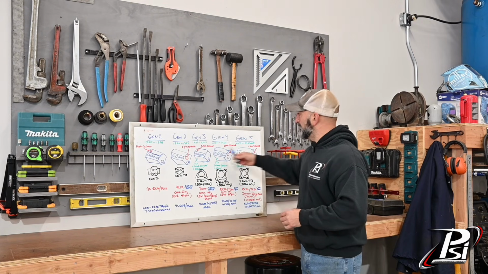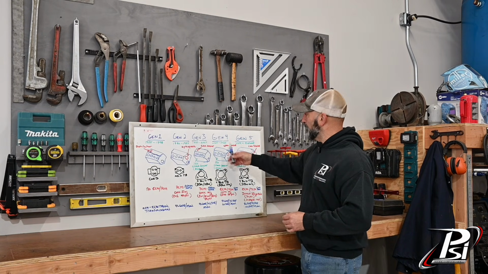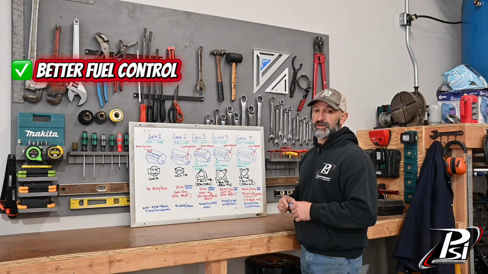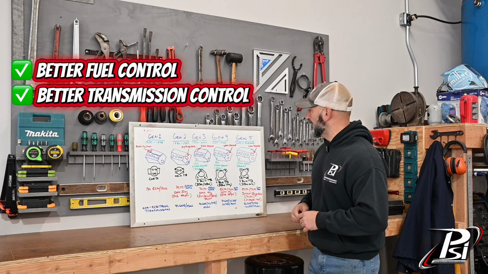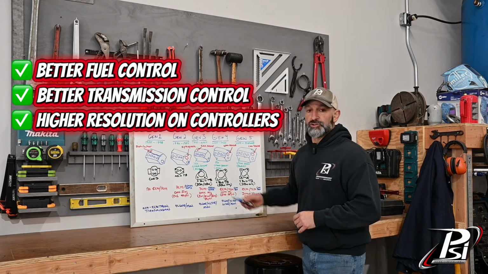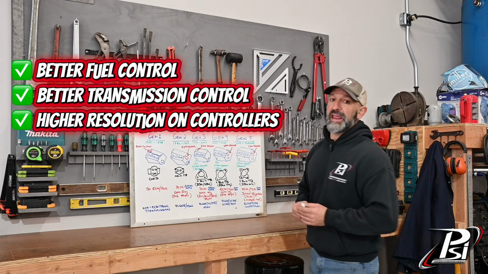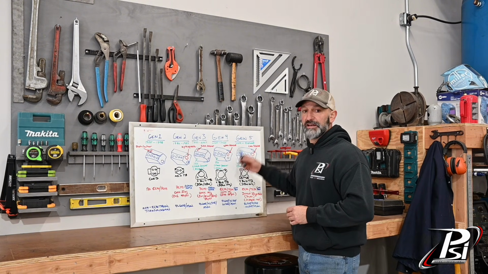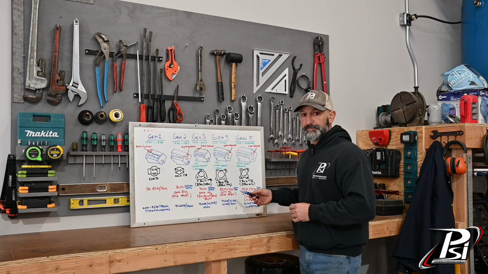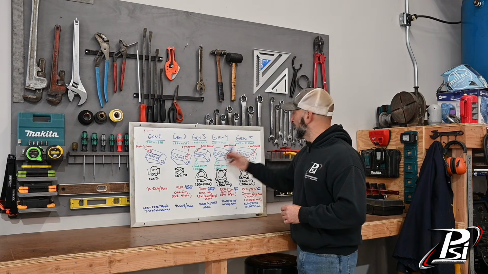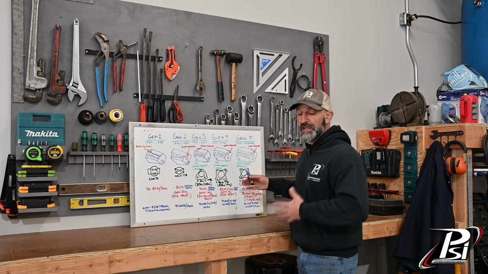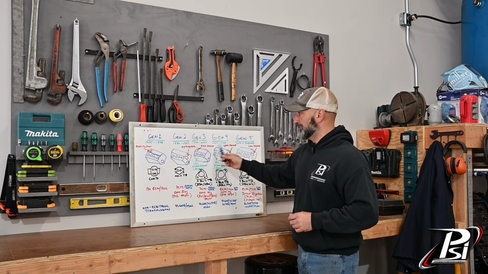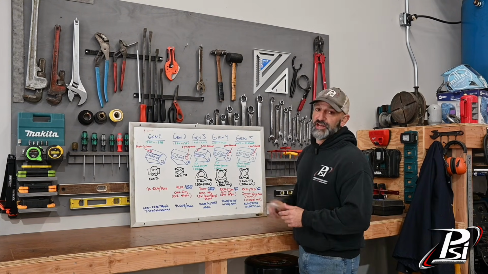And as they got newer, as we get through generations, you're getting better fuel control, you're getting better transmission control, you're getting higher resolution on your controllers, so it can handle bigger cams, it can handle more compression, it can handle all types of additional things because the controller is getting better and better and better. And this is why you see more and more power with better fuel economy and extremely good drivability when it comes to the GM LS series, forget the Gen 2 and the Gen 1, and the Gen 5s.